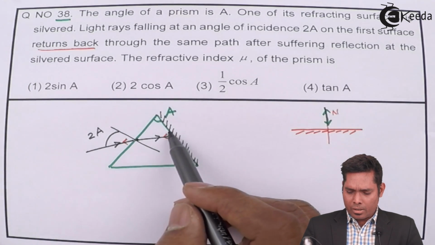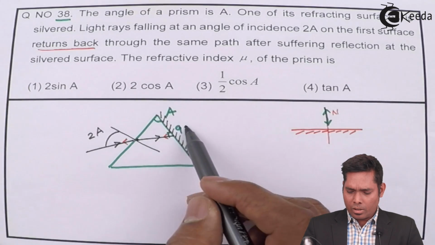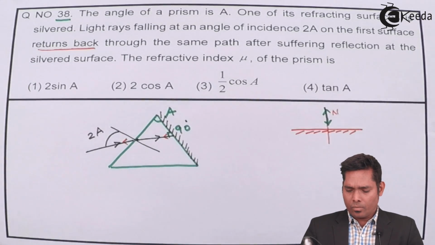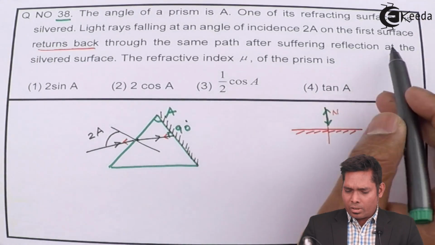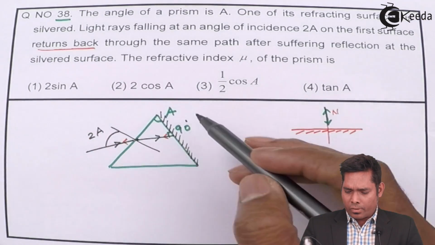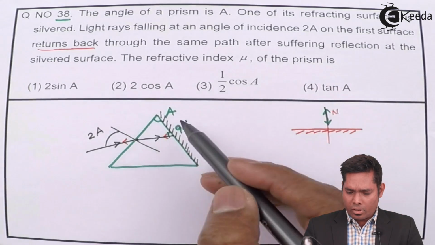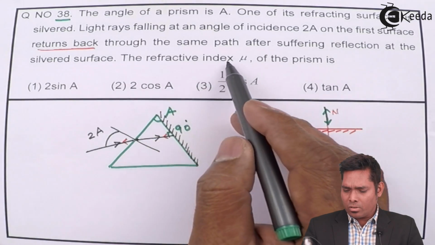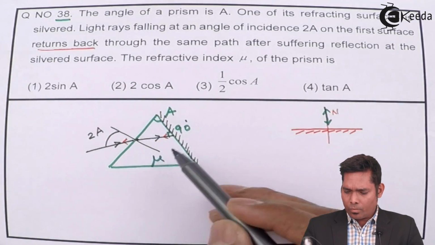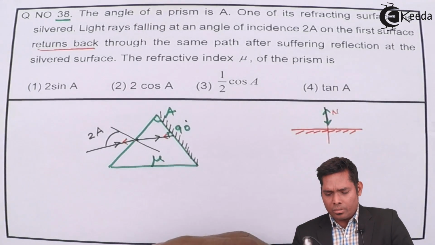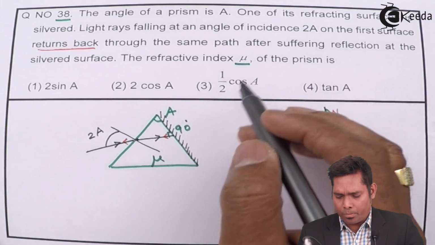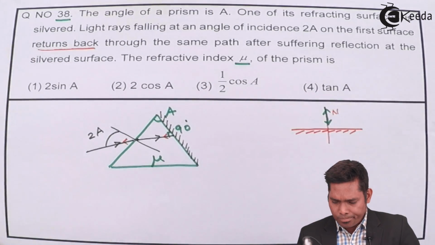So this angle should be 90 degree. The ray retraces the same path after suffering reflection at the silver surface. So this is a silver surface and returns back. The refractive index mu of the prism is. So basically you are asked to find the refractive index of the material of this prism.